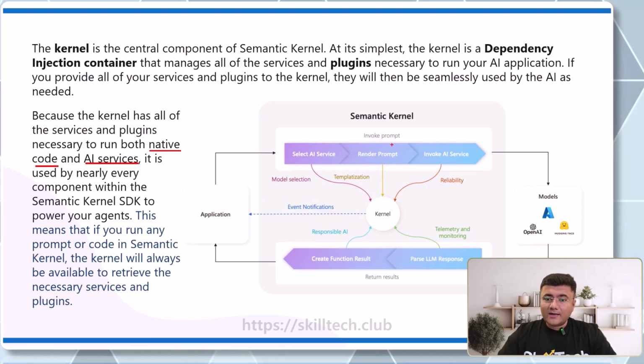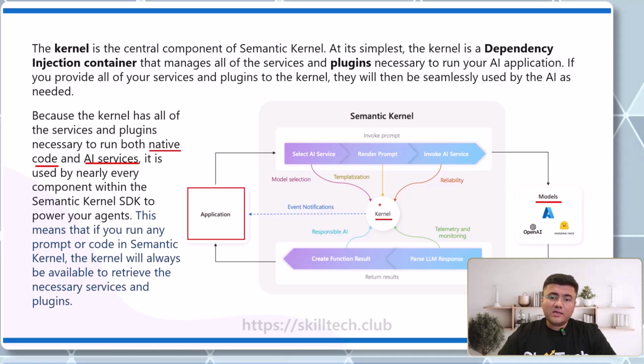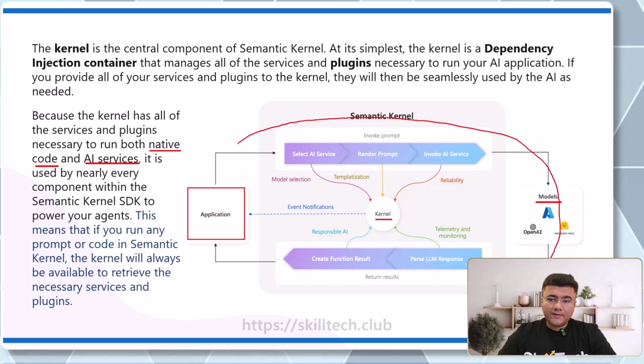Now, you can see right now, this is basically a diagram showing you your application at one end. These are the models, basically the language models which are available on Azure OpenAI, as well as the other models which are available. And then your kernel, which is placed here as a centralized part, is going to take care of everything in this.